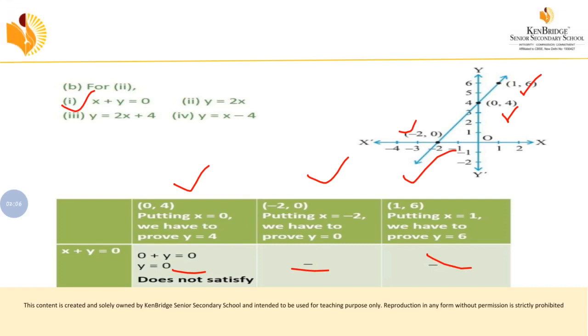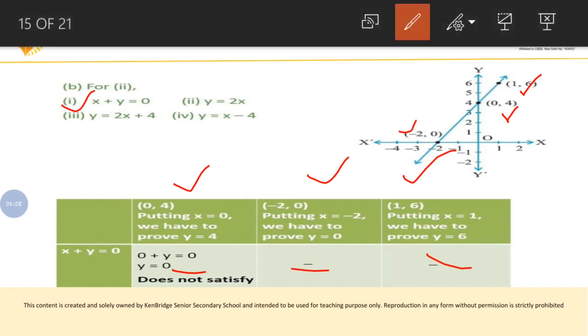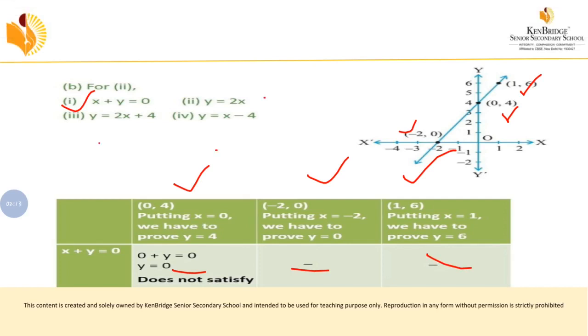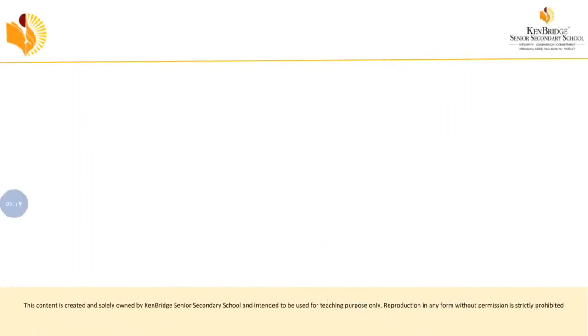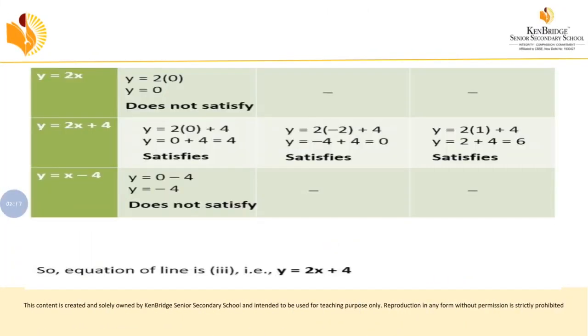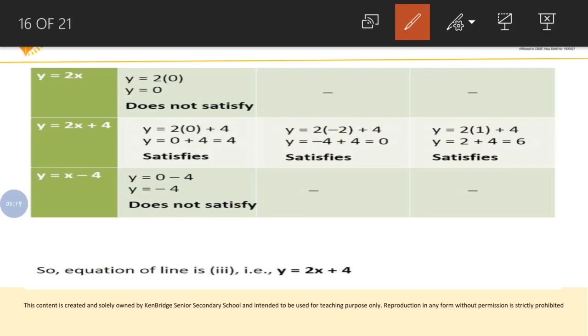So let's move on to the second choice, that is y is equal to 2x, and the third and fourth we will check now. So the second equation is y is equal to 2x, right? So y is equal to 2x is also not satisfied by all 3 points. Then this third choice, that is y is equal to 2x plus 4, satisfied each and every point that we have plotted on the graph. So definitely this will be the equation of the line.